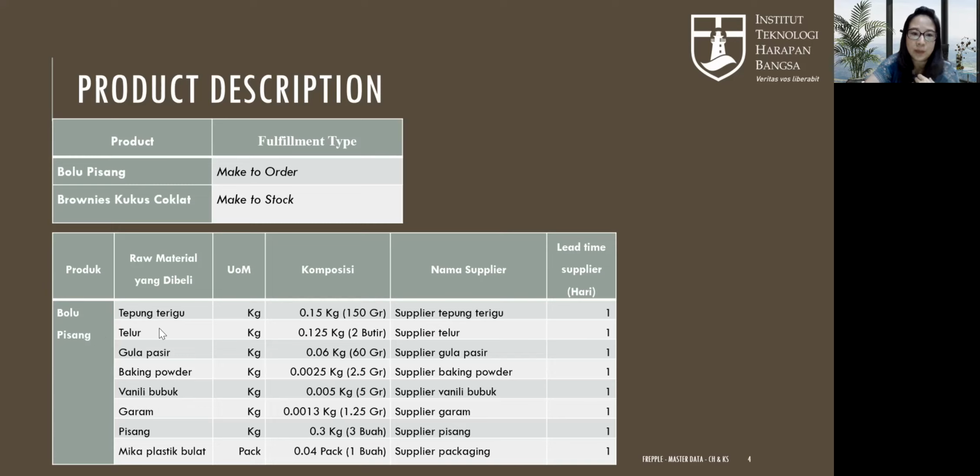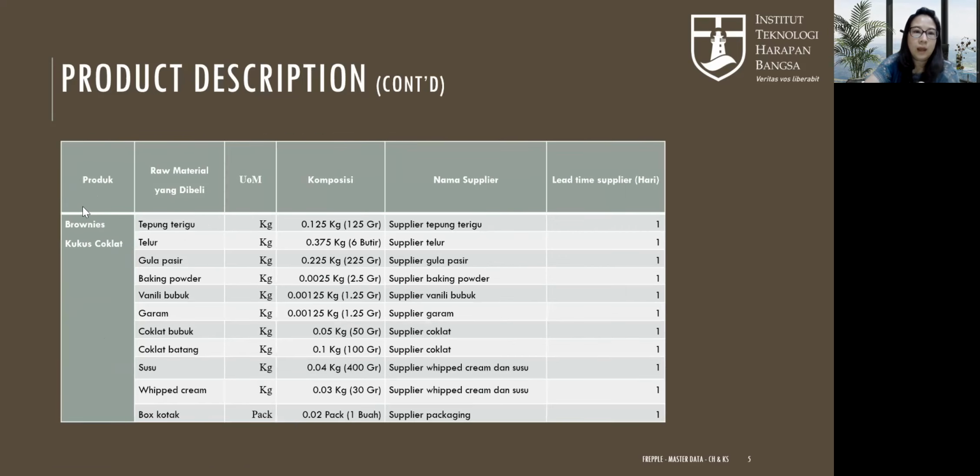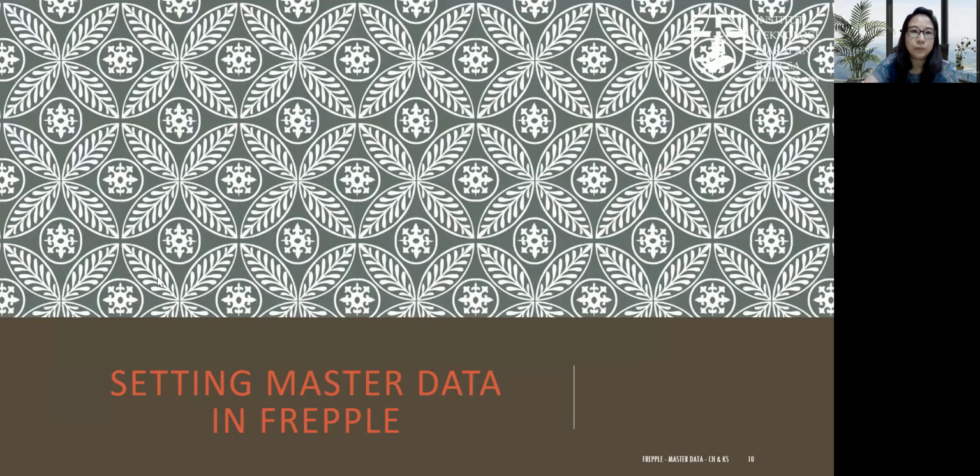Both for bolu pisang, they will need flour, tepung terigu, egg, telur, sugar, baking powder, and so on. And this is the unit of measurement. And then these are the components for brownies, kukus, chocolate as well. So this is the product that we are going to create in Frepple. Okay, so let's start with how to make the master data in Frepple.